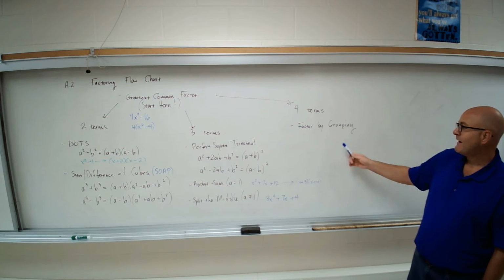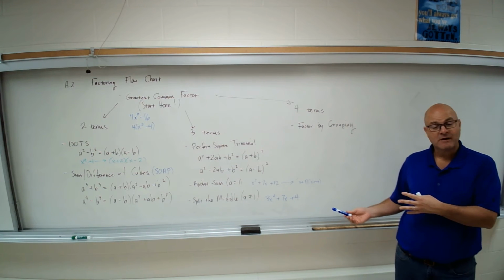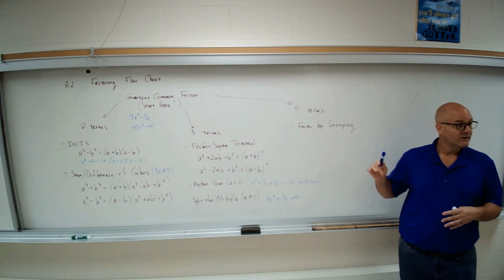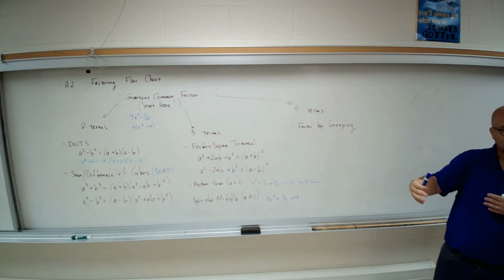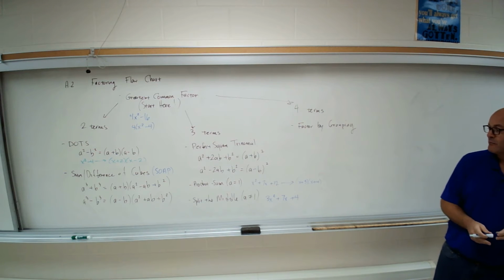And then lastly, we have factor by grouping. That's where you have 4 terms. Now, even with factor by grouping, you still want to start by looking for a greatest common factor, right? Once you've pulled it out, it just sits there. And then sometimes you can go through and factor by grouping.